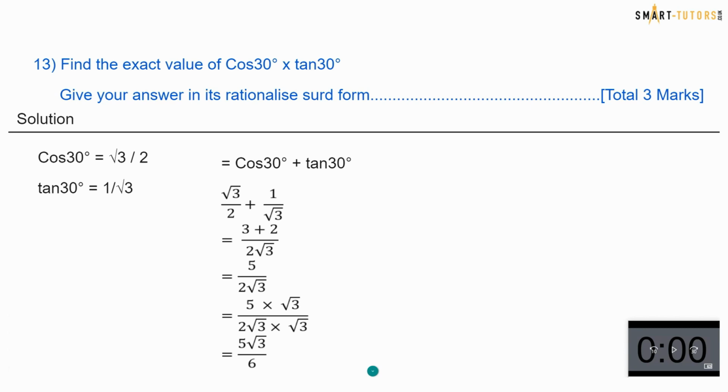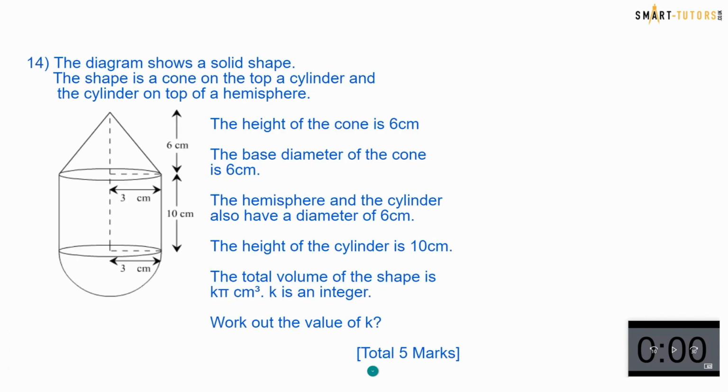Rationalized surd form means don't leave the denominator as a surd form. You've got to times it by the root 3 to get rid of the surd from the denominator. So that is the answer for question number 13. Let's move on to question number 14.